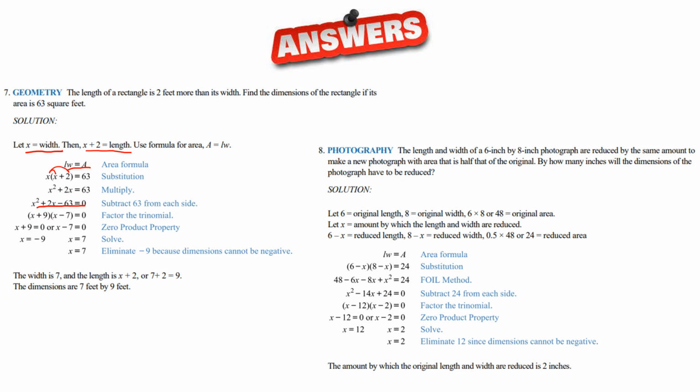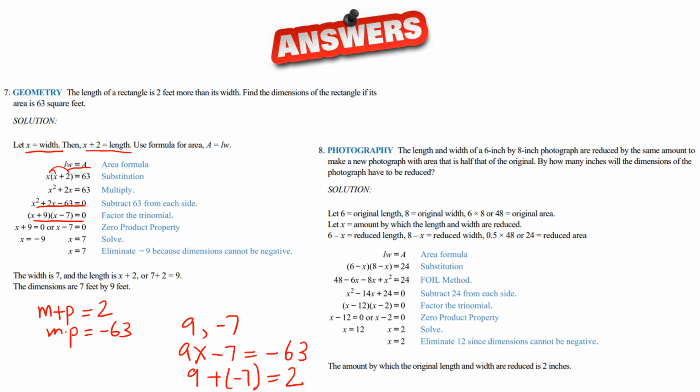Now you need to factor. So how do you factor? You look for two numbers m and p such that the sum is the middle term and the product is minus 63. So what can those two numbers be? The two numbers can be 9 and minus 7. So therefore (x plus 9)(x minus 7). Because when you multiply 9 with minus 7 you get minus 63, and when you add 9 with minus 7 you get 2. So this is the correct choice here. So the two roots are x equal to minus 9 and x equal to 7.